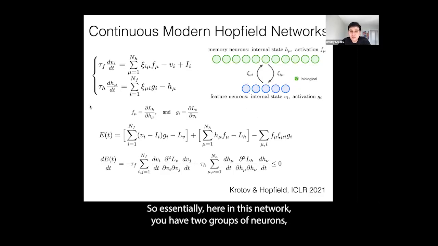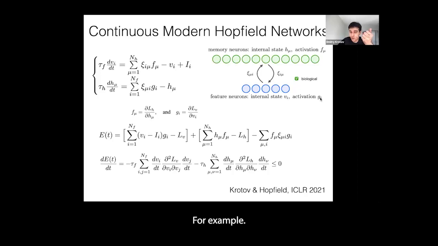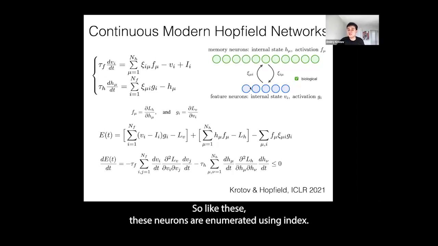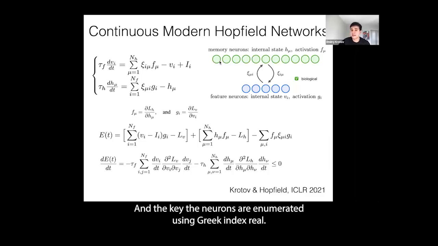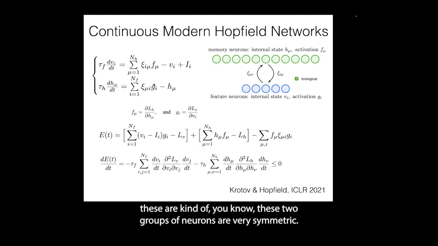So essentially, in this network you have two groups of neurons. The blue guys, let's call them feature neurons, and the green guys, let's call them hidden neurons. Each of these neurons, both blue and green, has two variables associated with it. For the feature neurons, the internal state is called V and the activation function is called g. V is the internal state, g is the activation function acting on the internal state. So think about V as a current and g as a sigmoid of that current, for example. Or biologically, you can think about g as the firing rate. For the hidden neurons, the corresponding two variables are the internal state h_mu and the activation function f_mu. They are enumerated using different indices because they are different neurons: the feature neurons are enumerated using the Latin index i, and the hidden neurons using the Greek index mu. But apart from that, these two groups of neurons are very symmetric.